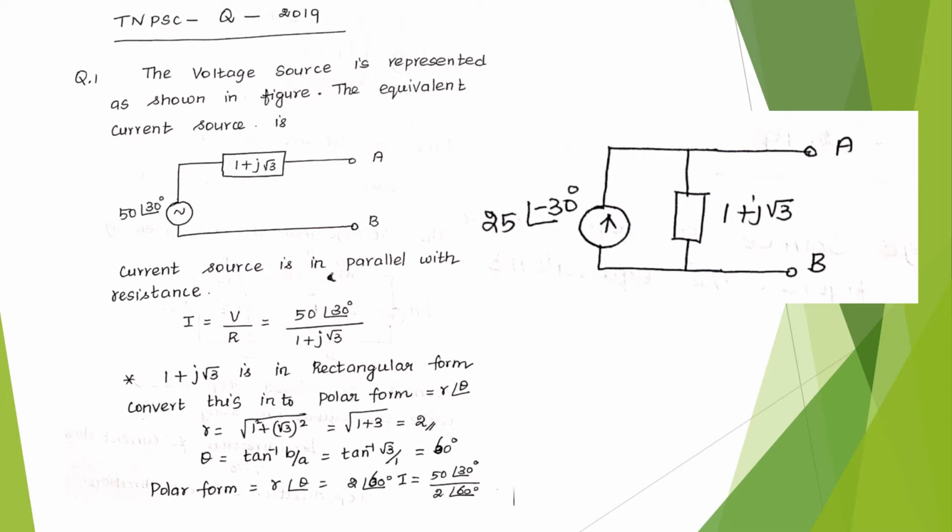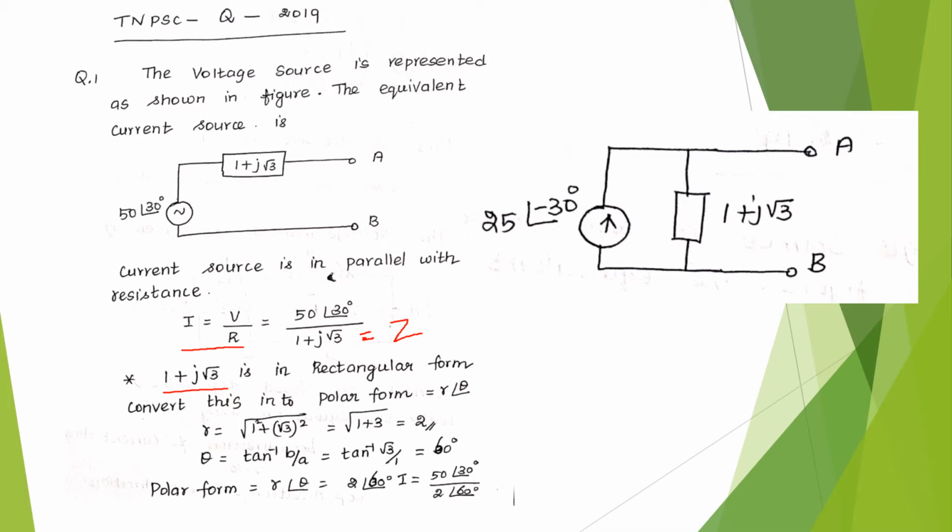Here voltage source is given. From the voltage source we are going to find out the current source. So from Ohm's law, V is equal to IR. So I is equal to V by R. V is 50 angle 30 and Z is equal to 1 plus j root 3. Here this is AC, so you have to consider impedance here instead of resistance.